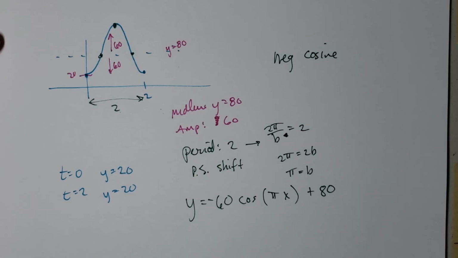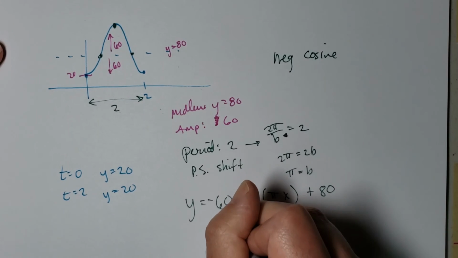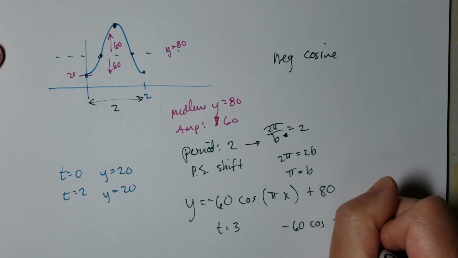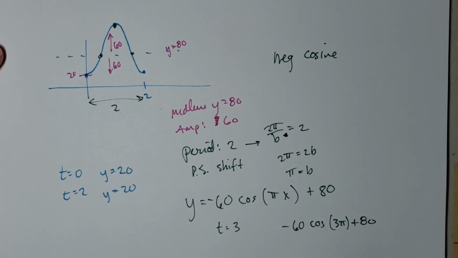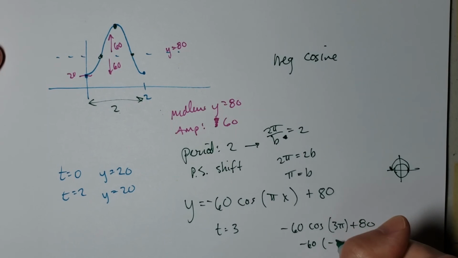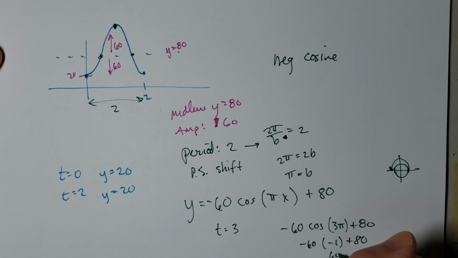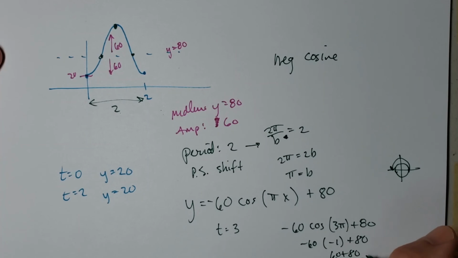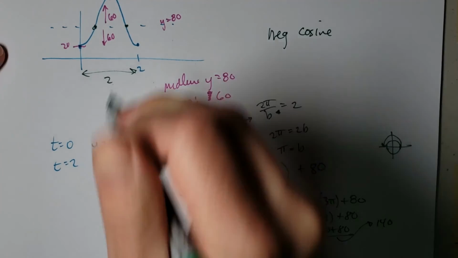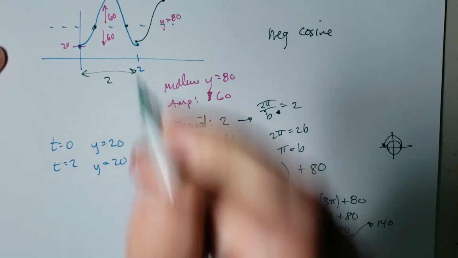If I wanted to, I could ask you where the weight on the spring is when t equals 3. You would plug 3 in here and get negative 60 cosine of 3 pi plus 80. Cosine of 3 pi, going around the circle, 1 pi, 2 pi, 3 pi, is negative 1, so I'd have negative 60 times negative 1 plus 80. That's going to be 140. So it's at 140 centimeters, which on the graph is right up there at 3 seconds.